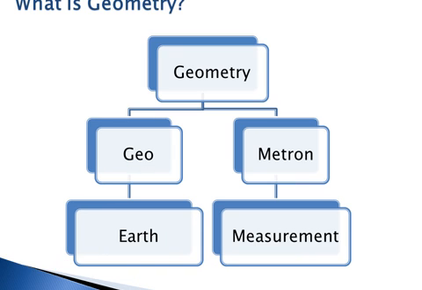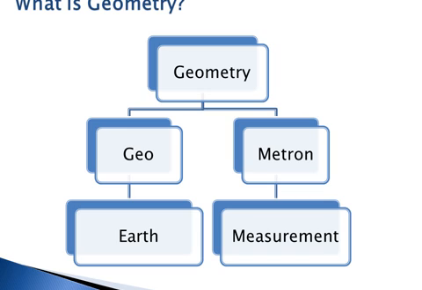What is geometry? How is the word geometry formed? The word geometry is formed with two words, geo, which means earth, and metron, which means measurement of earth. In every object around us, we can observe geometrical shapes.